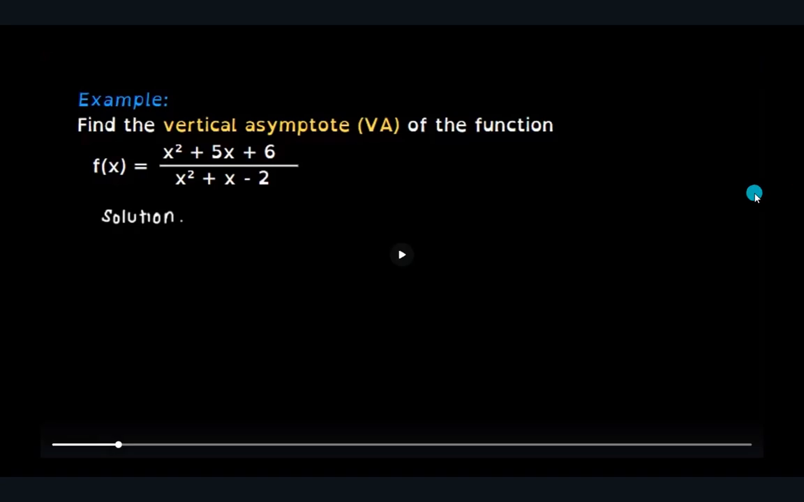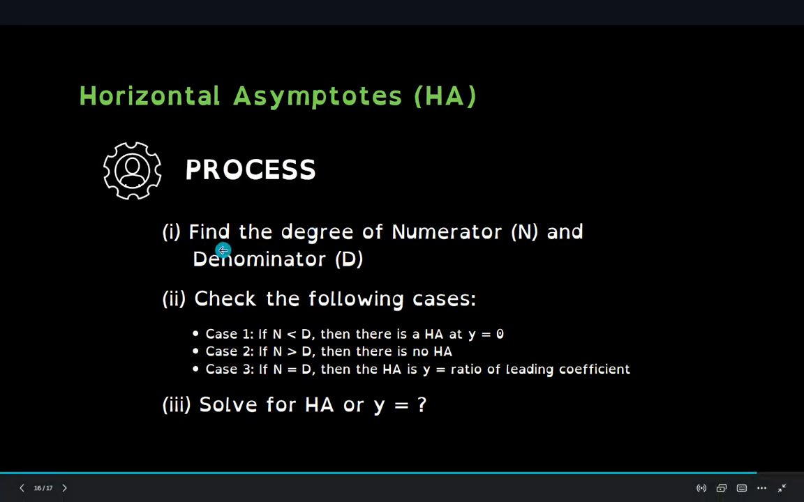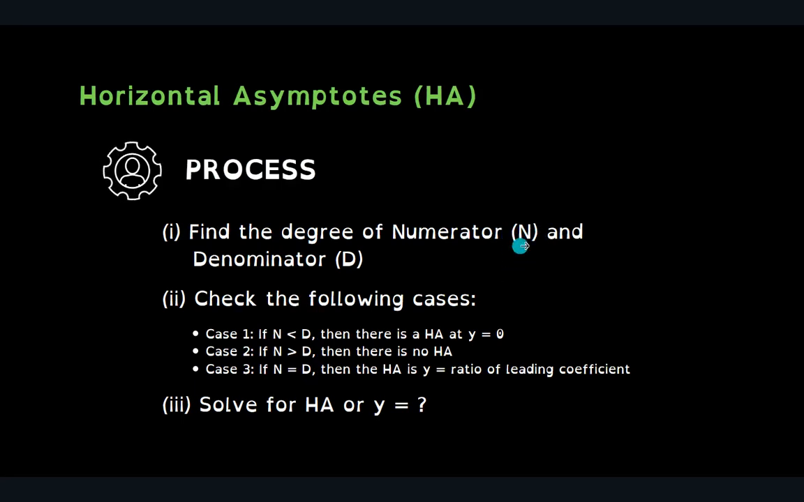Now, let's move on to the horizontal asymptotes. And these are the 3 simple process. First is to find the degree of numerator. So, yung numerator natin can be represented by n, and denominator can be represented by d. So, we will check. So, that is the first step. Second one is check the following cases. Okay? Meron tayong 3 cases na ilalatag dito.